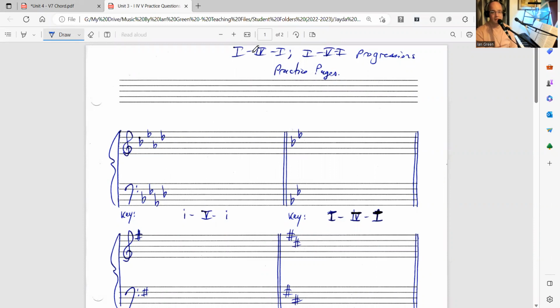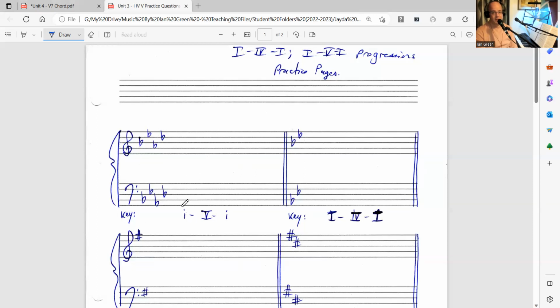Now, of course, in a minor key, the 1 and the 4 chord, also known as the tonic and subdominant chords, are minor chords, and in a major key, the tonic and subdominant chords are major chords. In a minor key, the dominant chord is major, and in a major key, the dominant chord is also a major chord. So let's take a look at this first example.